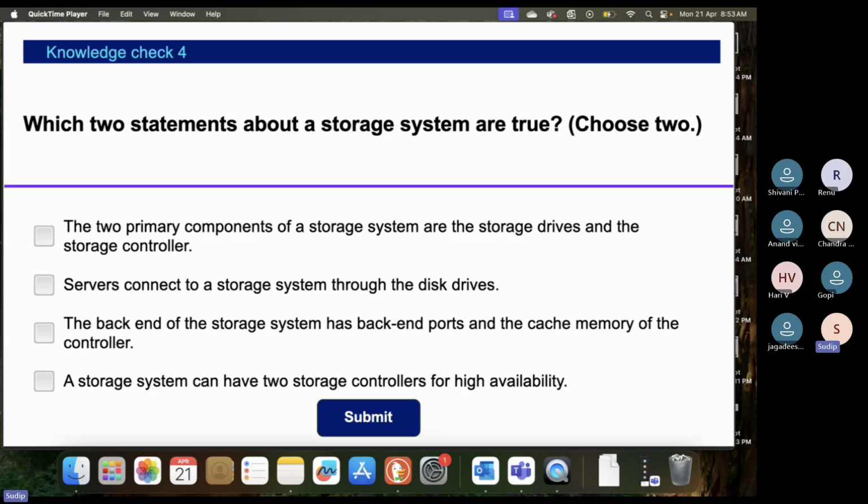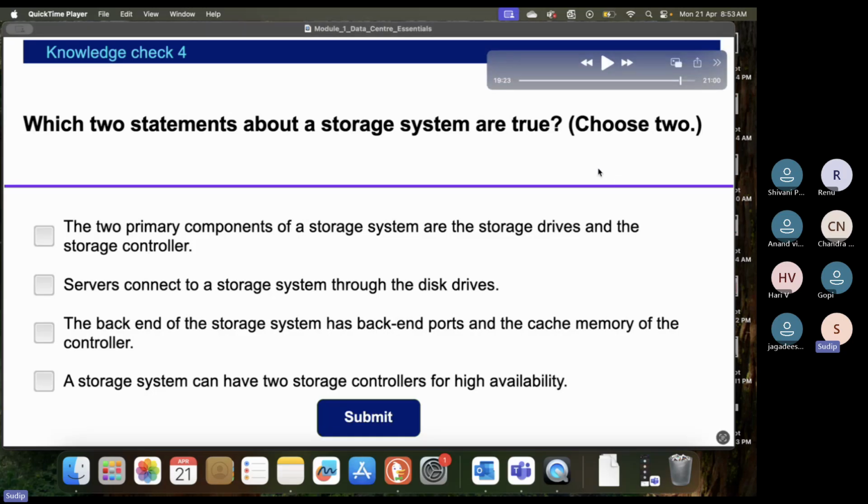Which two statements about a storage system are true? A: The two primary components of a storage system are storage drives and the storage controller. B: Servers connect to a storage system through the disk drives. C: The backend of the storage system has backend ports and the cache memory of the controller. D: The storage system can have two storage controllers for high availability. So, which two answers do you think are true? Please put your answers in the chat.